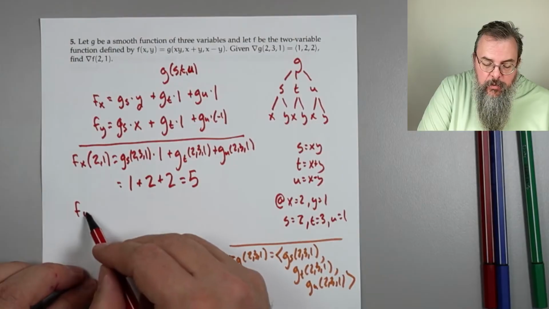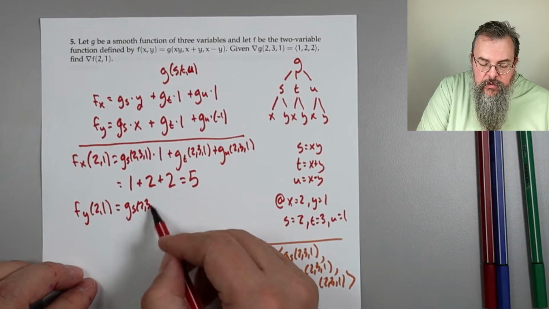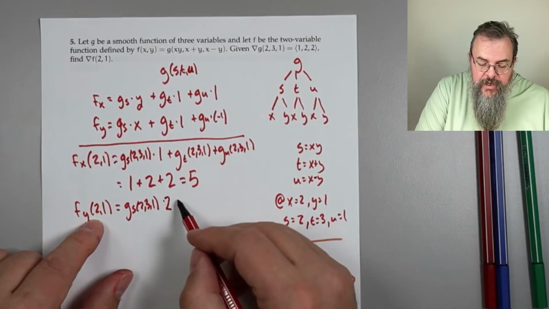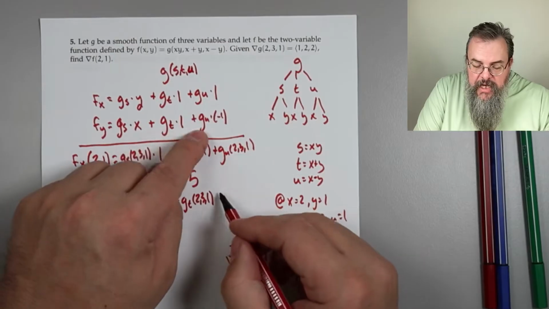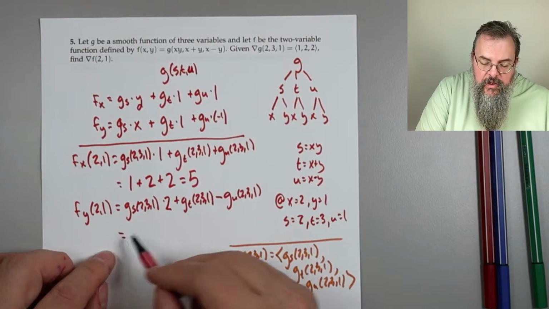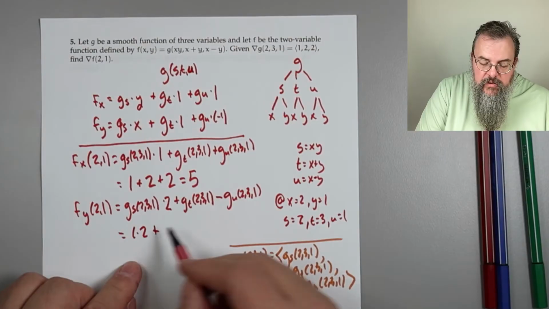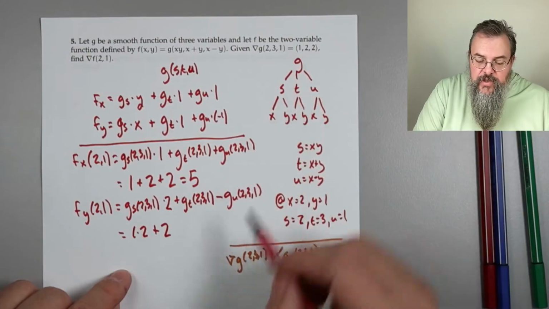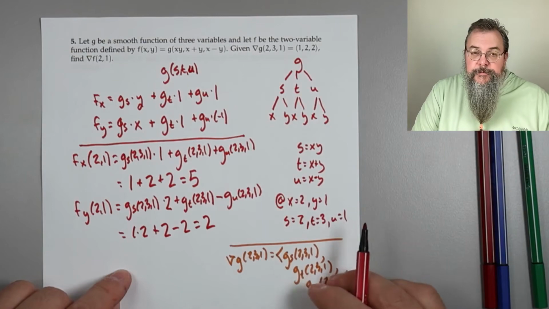F sub y at 2, 1. All right, that's g sub s of 2, 3, 1 times x, which is times 2, plus g sub t at 2, 3, 1, minus g sub u at 2, 3, 1. Okay, so that is 1 times 2 plus g sub t, which is 2, minus g sub u, which is 2. So it's 2 plus 2 minus 2, also known as 2.